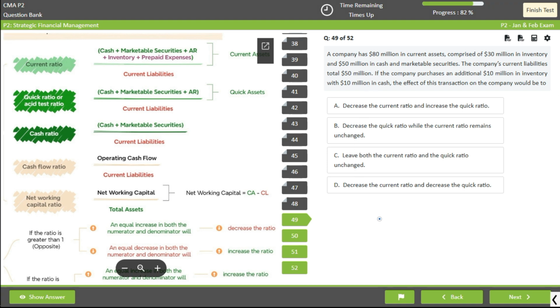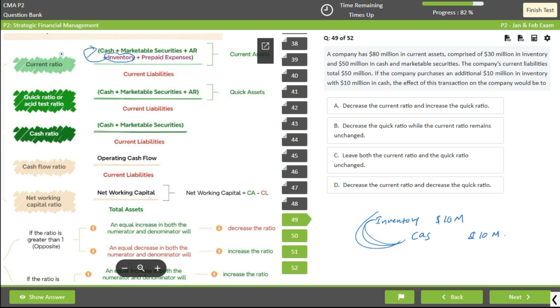We are going to debit the inventory account, credit the cash, and the amount is $10 million. So by this transaction, what is going to happen? Your inventory is converted into cash, or cash is converted into inventory. So what you are doing, you are converting your cash into inventory.